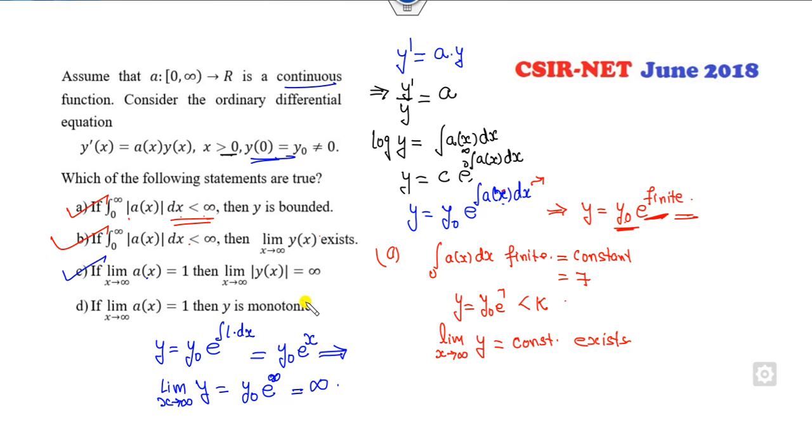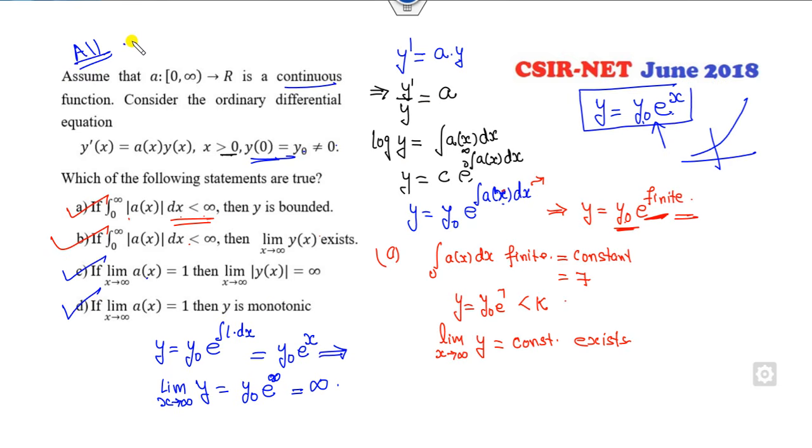Then y is a monotonic function. Can you say this function is monotonic? That means y is equal to y0 e raised to power x. Can you say this is a monotonic function? Look at that, y0 is non-zero, so e raised to power x is clearly a monotonic function. Either it's monotonic increasing or decreasing, but it is not mentioned, so it's a monotonic function. All are correct options.